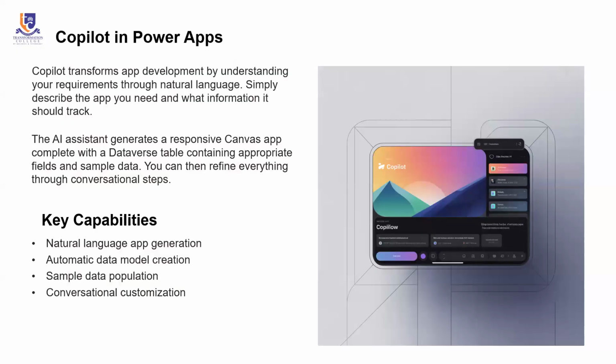So Copilot and Power Apps. Copilot transforms AI development by understanding your requirements through natural language. Like I said, your prompts. You simply describe what you're trying to build, and Copilot gets it done. The AI assistant generates a responsive Canvas app, complete with the Dataverse data table, which is data storage, containing appropriate fields and sample data. You can refine everything through conversational steps.